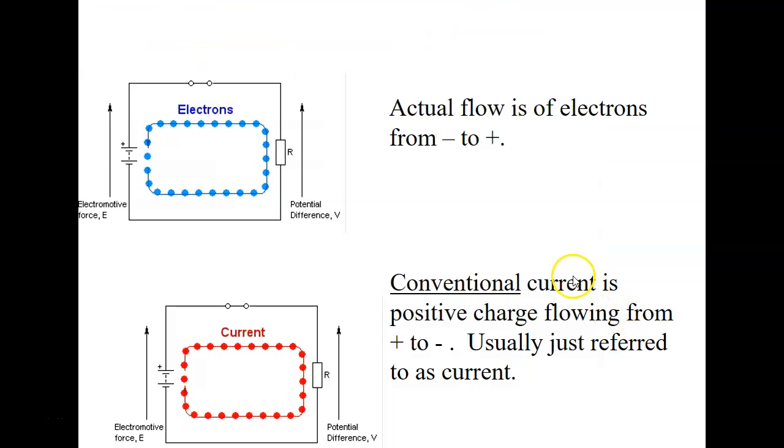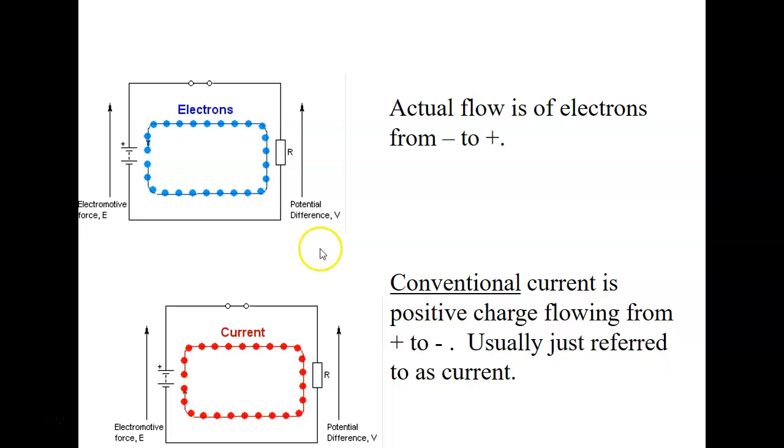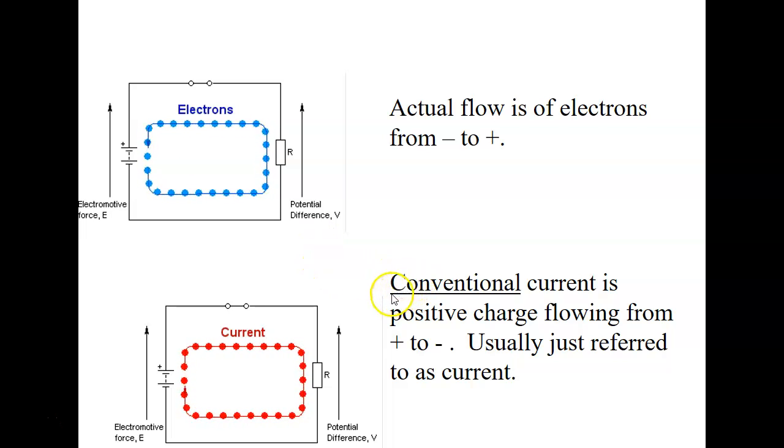Now, actual current in the really real world is the flow of electrons from the negative terminal to the positive terminal of a battery or whatever the voltage source is. Conventional current, which is what engineers use, they pretend that it's actually positive charges that are flowing around from the positive side of the battery to the negative side of the battery.